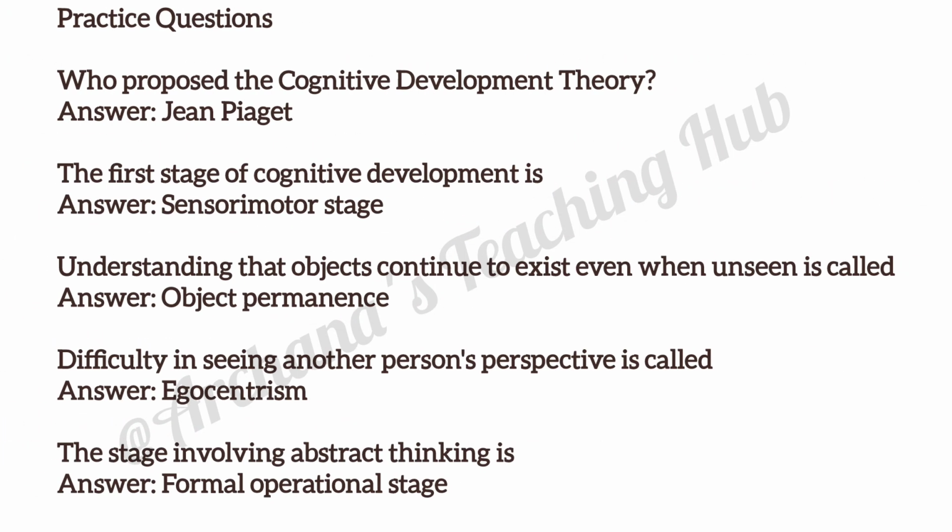Practice questions. First, who propounded the cognitive development theory? Answer: Jean Piaget. Second, the first stage of cognitive development is? Answer: sensorimotor stage. Third, understanding that objects continue to exist even when unseen is called? Answer: object permanence. Question number 4, difficulty in seeing another person's perspective is called? Answer: egocentrism. Fifth and last, the stage involving abstract thinking is? Answer: formal operational stage.